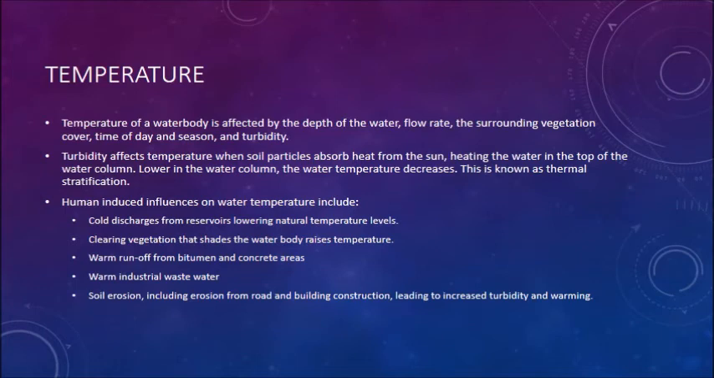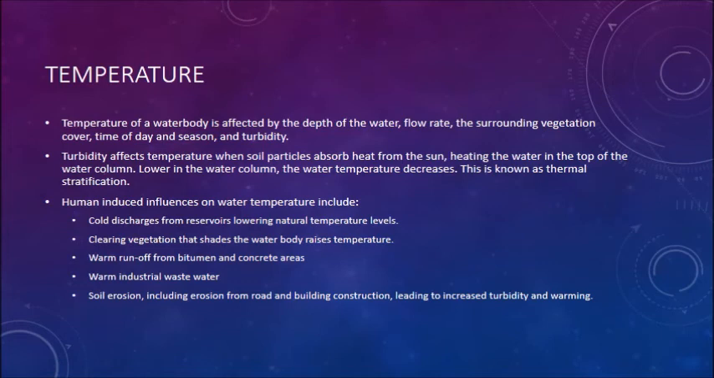The reason that turbidity affects the temperature is because soil particles absorb the heat from the sun, that heats the water where these particles are at the top of the water column, and it means no sunlight or heat can go below that. So the lower part's going to be very, very cold. Water temperature decreases here. This is known as thermal stratification, and the cold water sinks and the hot water rises, and there's no mixing. It stays the same. This can be pretty detrimental to a lot of things.